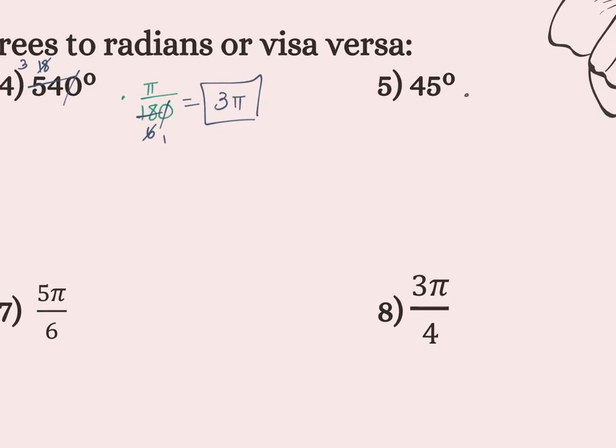45 times pi over 180. What goes into both 45 and 180? 9. So this would be 5 and 20. Wait, did I do that right? Yeah, and then 1 and 4. So this is pi over 4. So 45 degrees being pi over 4 is important.